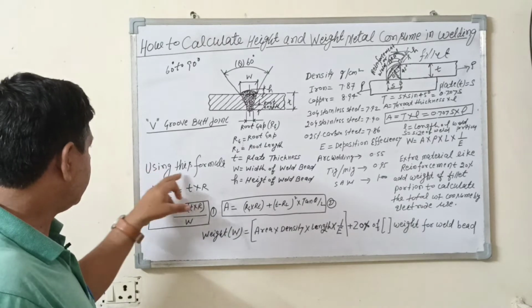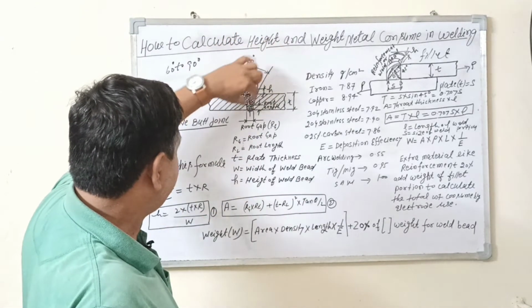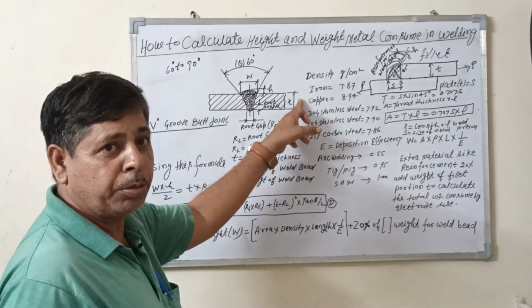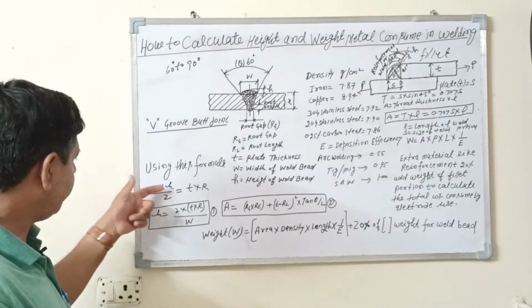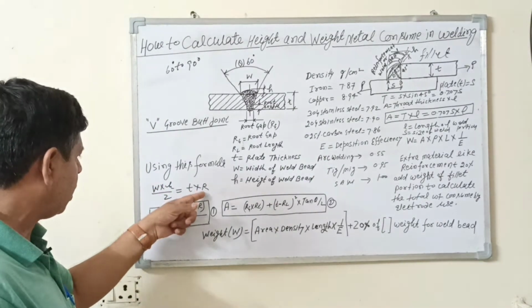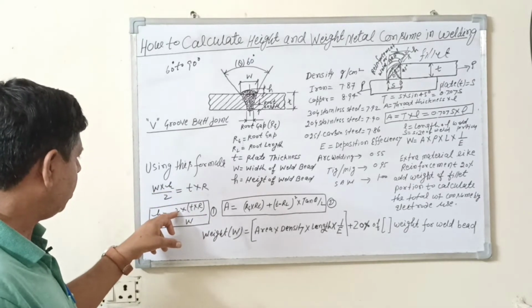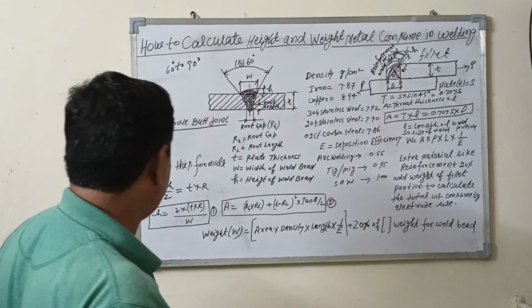Using this formula to calculate the height of the bead: W into H divided by 2 equals RG into the thickness of this plate T. Here you can see in this figure, W into H divided by 2 equals T into R. So H is equal to T into R into 2 divided by W. W means the width of this weld bead.